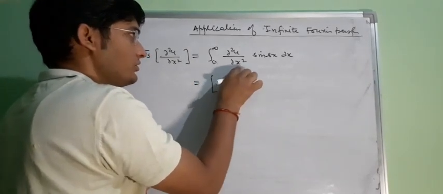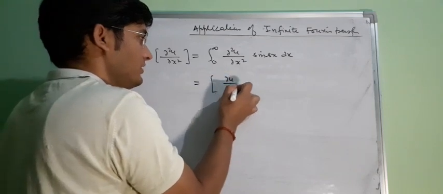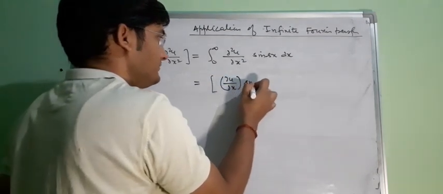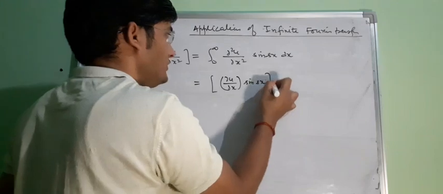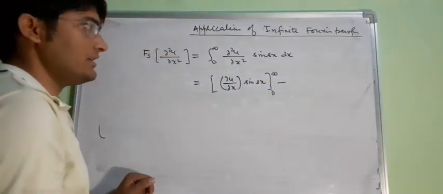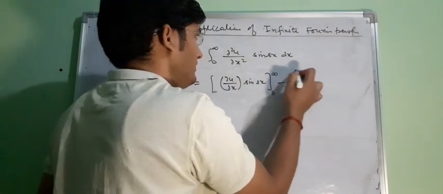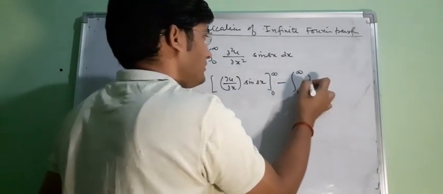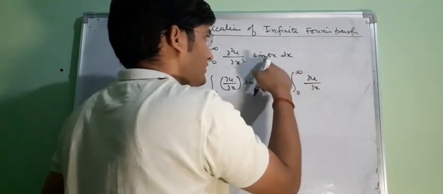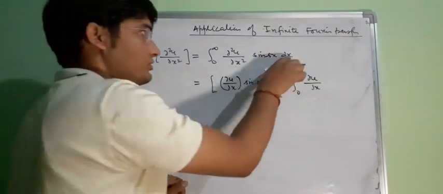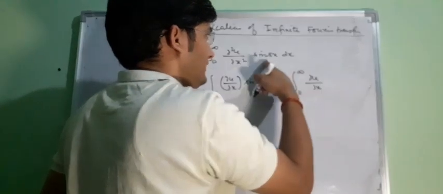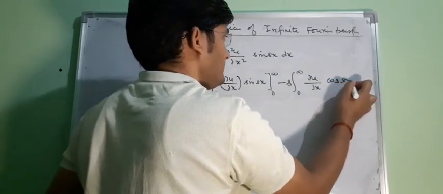Now the integration of this one will be ∂u/∂x, then we will have sin sx with the limits from 0 to infinity. Then we will have minus the integral from 0 to infinity. Now again the integration of this one will be ∂u/∂x, and the differentiation of sin sx with respect to x will be s cos sx dx.